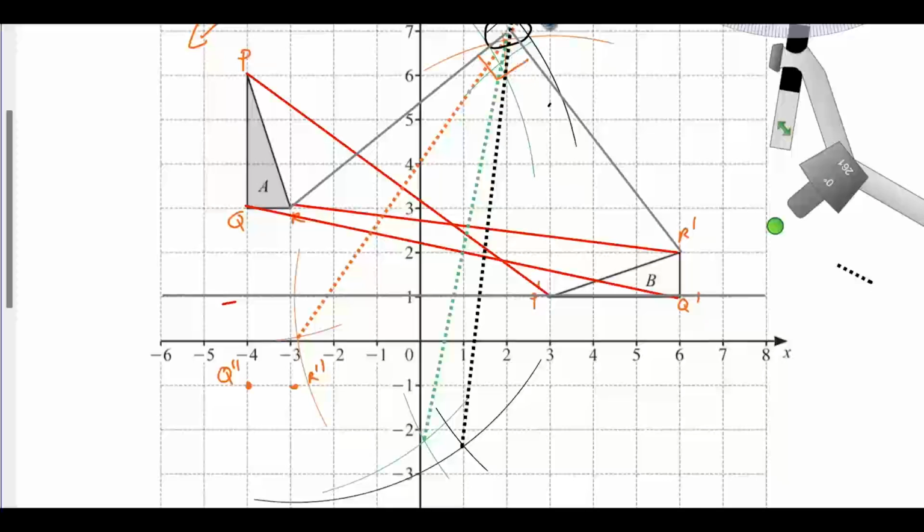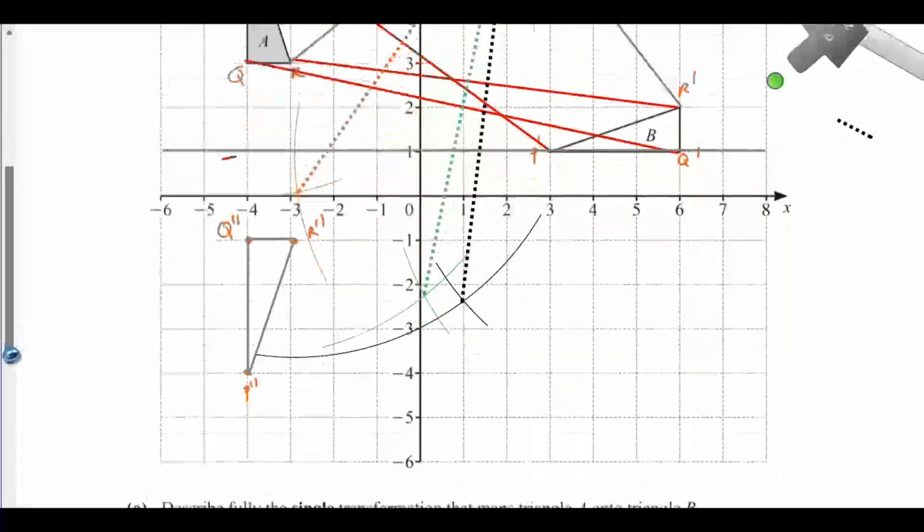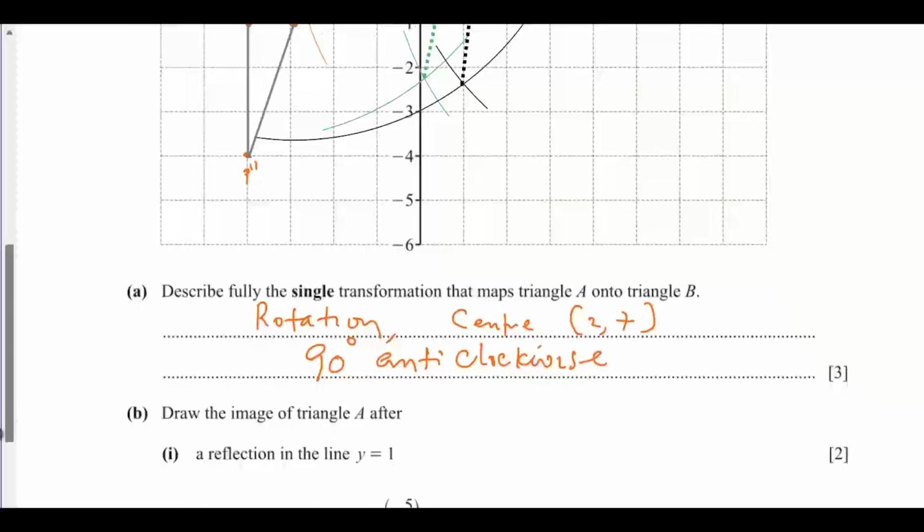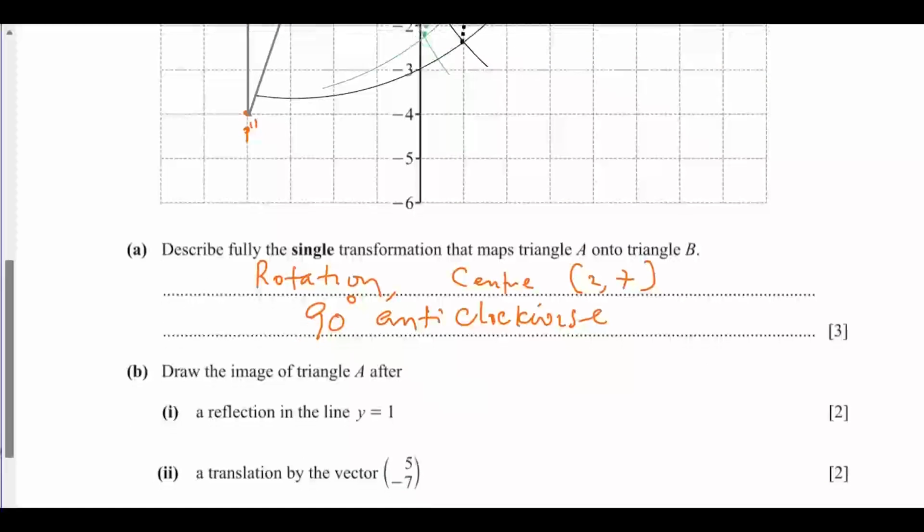So we can now connect them together. So this and this, then this and this, then this and this. Okay, so that will be the reflection of triangle A. Okay, so we're not asked to label it. So leave it like that.